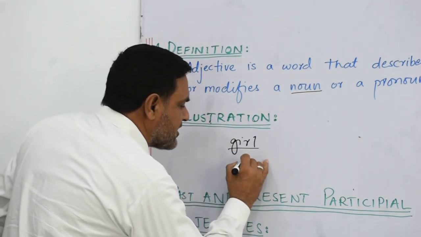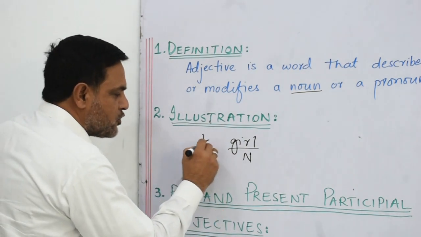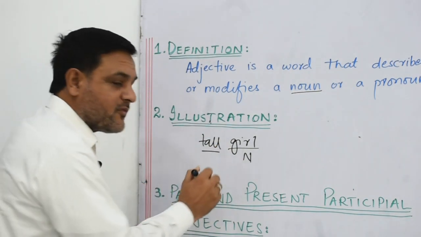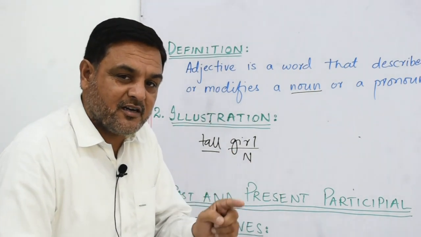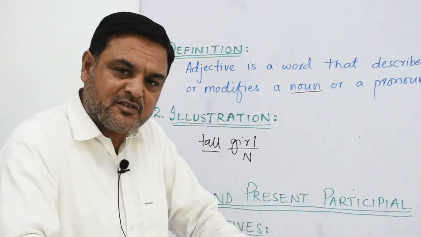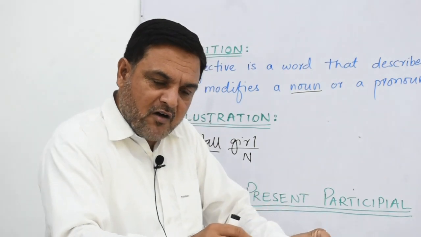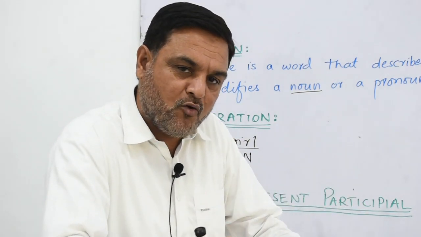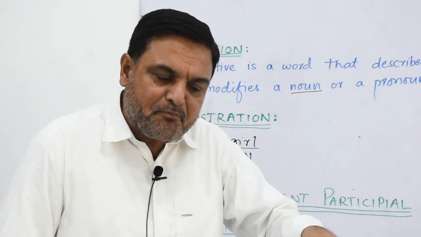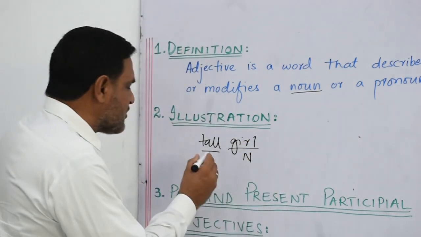So girl, no doubt, is a noun because it refers to a person. Now if I use the term tall girl, see, this word tall describes girl. What is the meaning of describe? Describe basically means to say something about. So when a word says something about a noun or a pronoun, it is called an adjective. This is the simplest possible concept of a describing word. So keep that in mind.